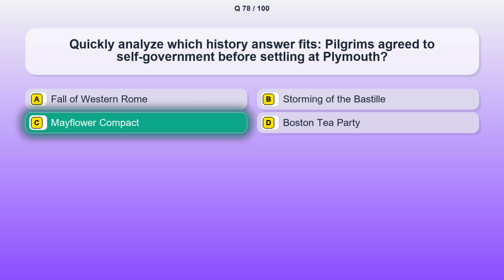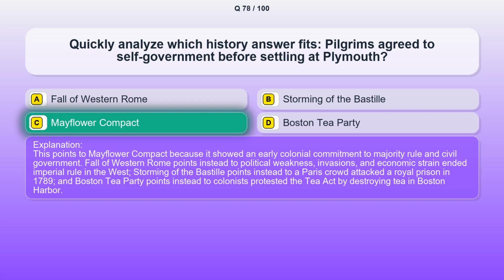The correct answer is option C, Mayflower Compact. This points to Mayflower Compact because it showed an early colonial commitment to majority rule and civil government. Fall of Western Rome points instead to political weakness, invasions, and economic strain ended imperial rule in the West. Storming of the Bastille points instead to a Paris crowd attacked a royal prison in 1789, and Boston Tea Party points instead to colonists protested the Tea Act by destroying tea in Boston Harbor.